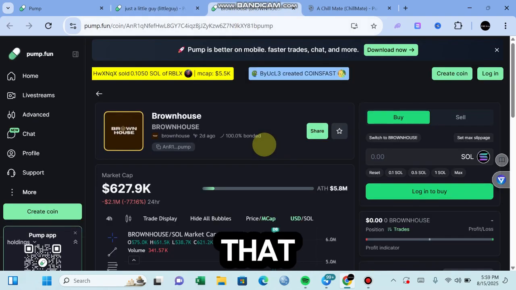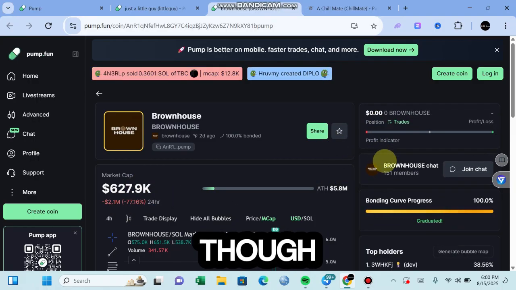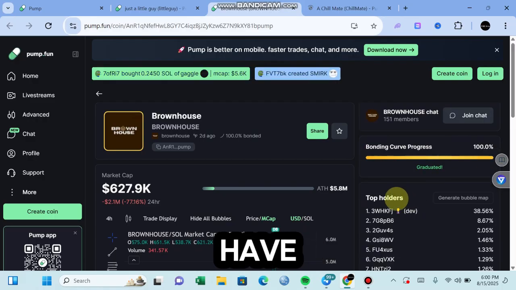So the next coin that I opened up was Burn House. I'm basing on the market cap. Again, these are coins that are currently trending. The legit coins actually verify that they have a community.